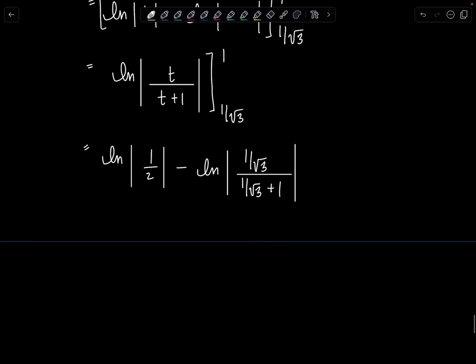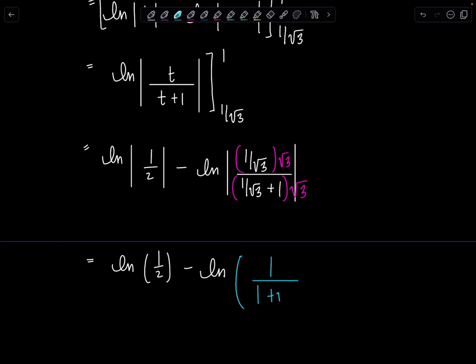Okay, let's clean up though a wee bit. So this is ln of a half minus ln. Again, we've got a complex fraction, so I'm going to multiply everybody by rad 3. Okay. And then I'm going to have natural log of 1 over 1 plus rad 3. Are you good?